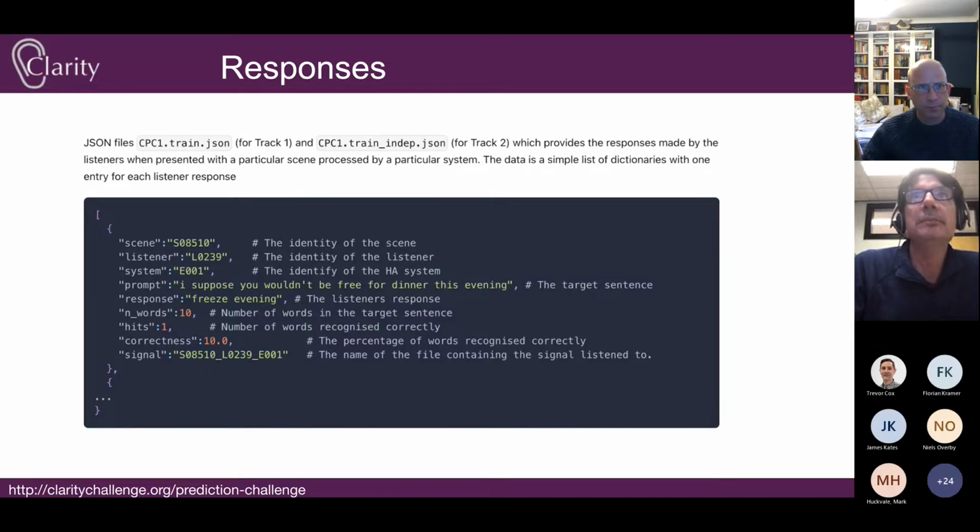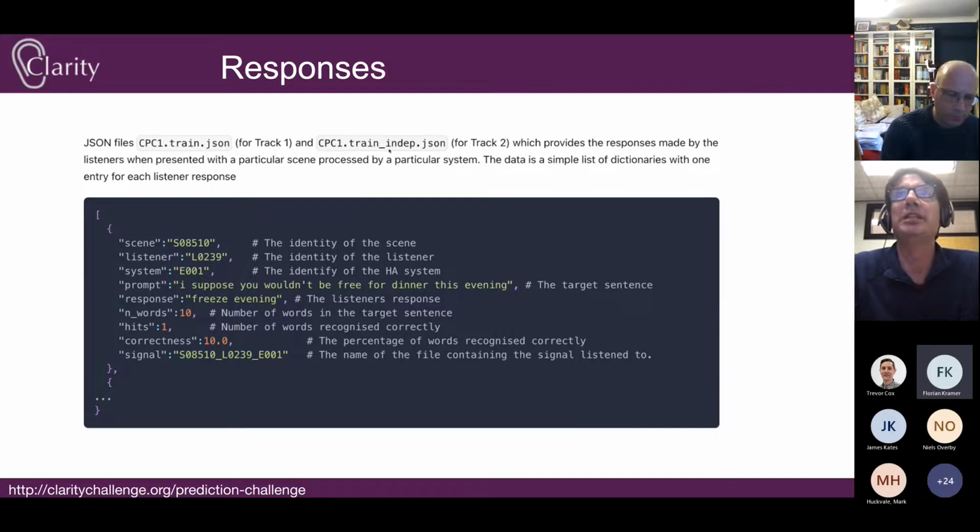In terms of the data, the primary data is already available on the website for download, and if you download it, you'll find a link to a large gzip file where you'll have all the audio and all the metadata. I'm just going to spend a few minutes talking through the metadata. The first most important files here are these JSON files called cpc1_train.json and cpc1_train_independent.json, which give you the listener response pairs.